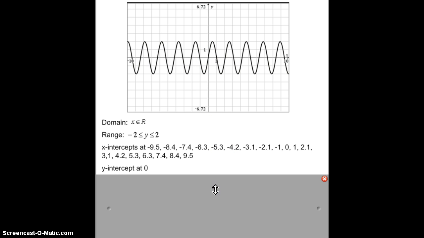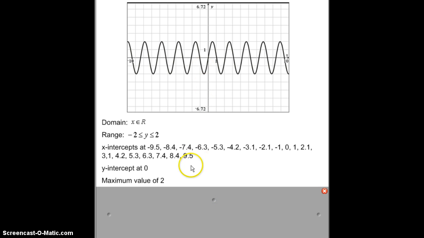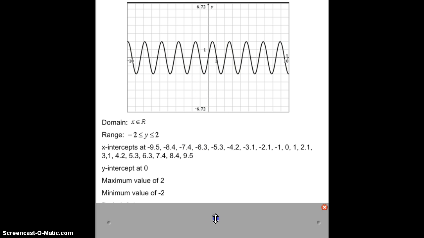The maximum value of this graph is the same as the upper limit of our range. The maximum value of the graph is 2, and the minimum value is the lower limit of our range, which is negative 2. The period of this graph.